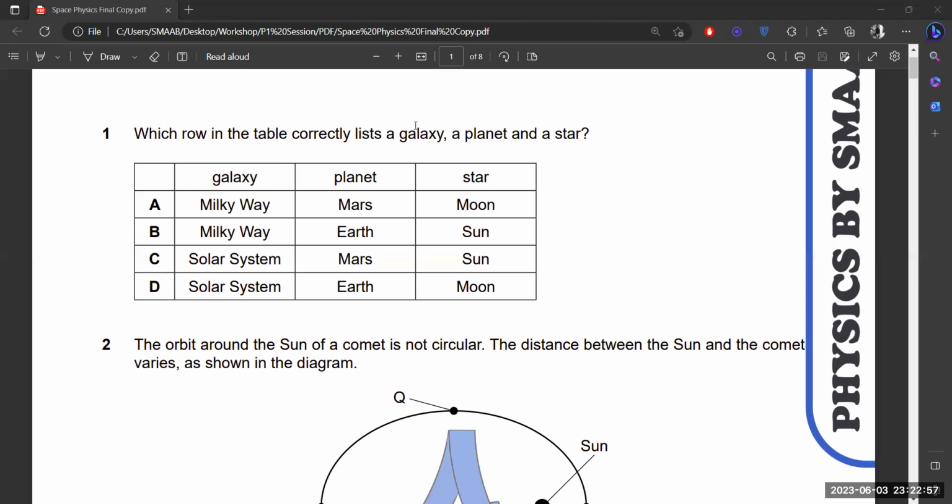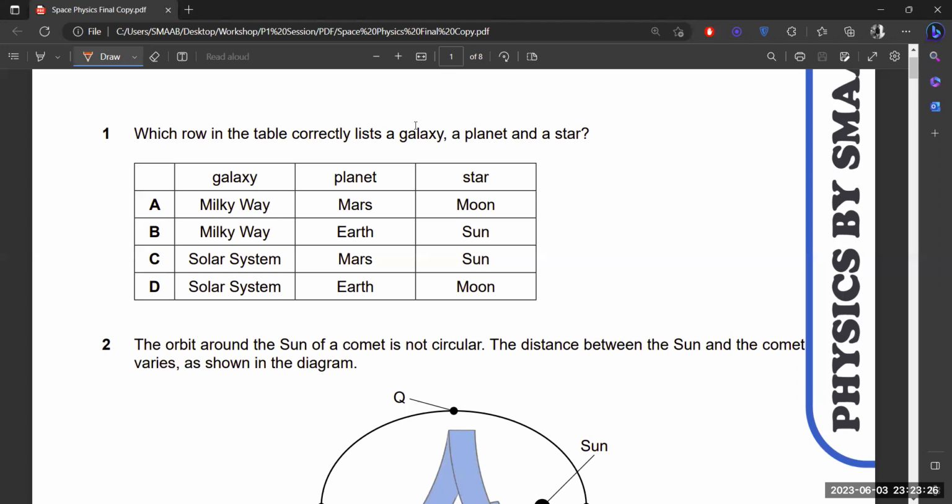So starting from question one, which row in the table correctly lists a galaxy, planet, and a star? You just need to identify what is a galaxy and which example is the name of a galaxy mentioned in the table, and what is a planet and which one is a star in the given options. So starting from the star and planet, because we already studied them in general science, if you have not studied space physics till now.